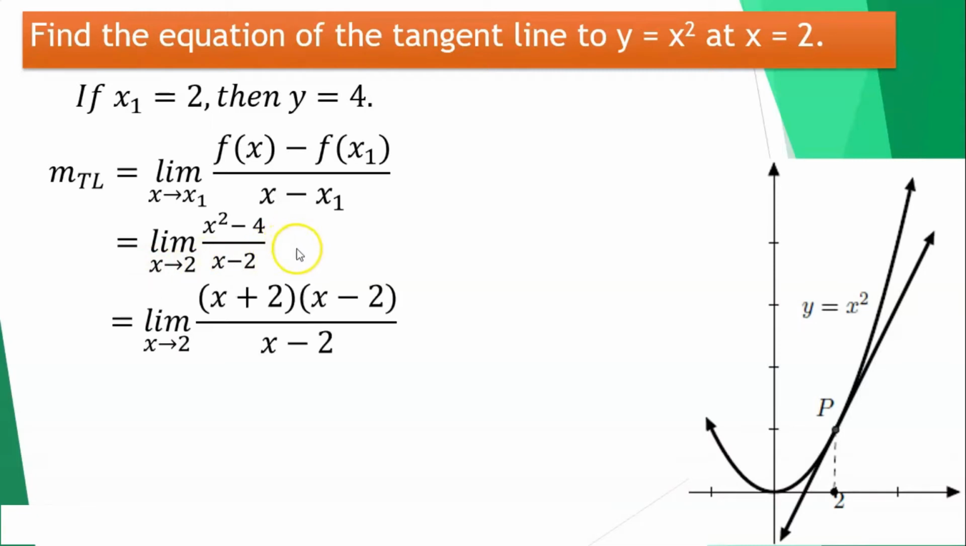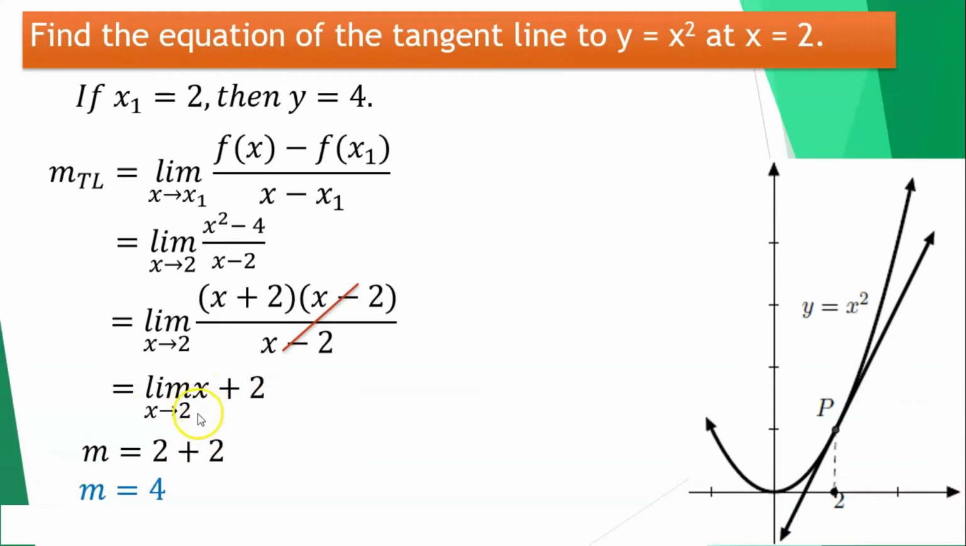So with that, we will factor. So factoring this, we can cancel. So we will end up with the limit of x plus 2 as x approaches 2. Substituting x by 2, we will end up with 4. So the slope of this tangent line is actually 4.